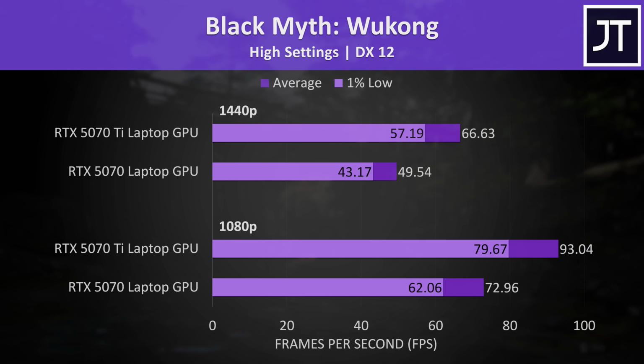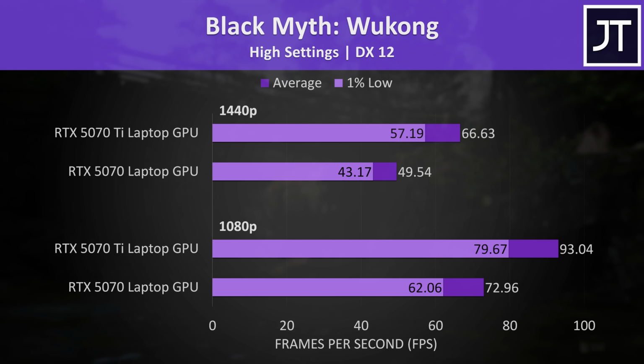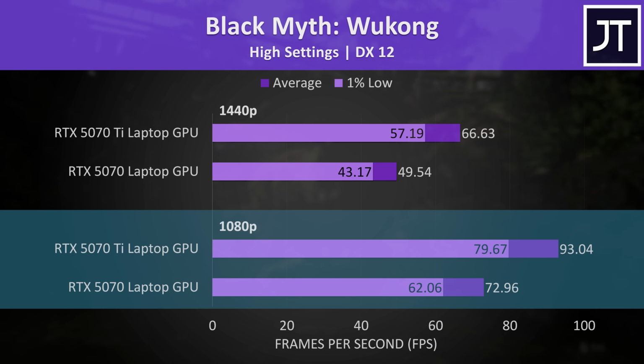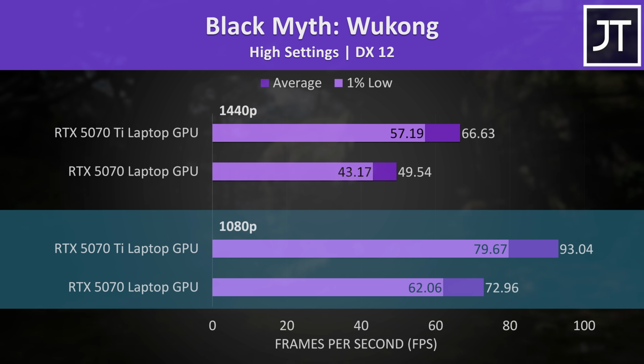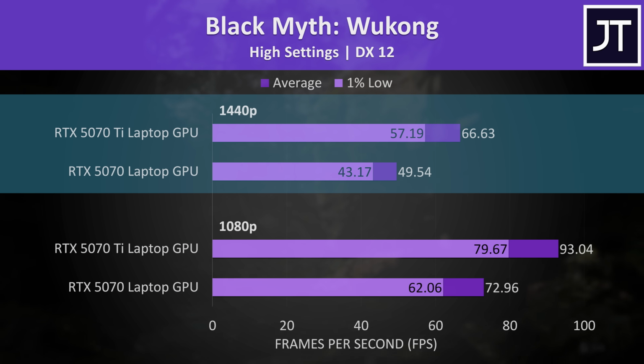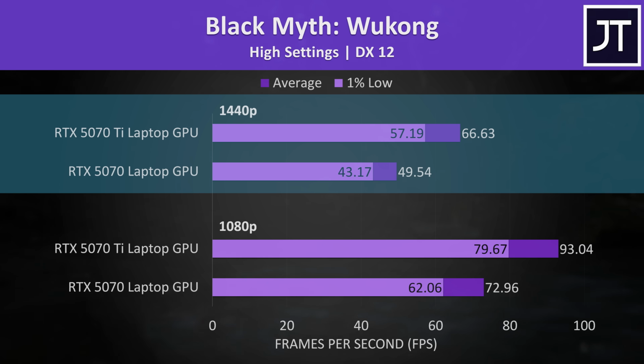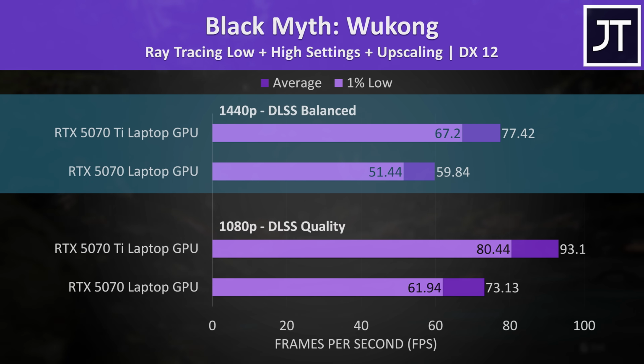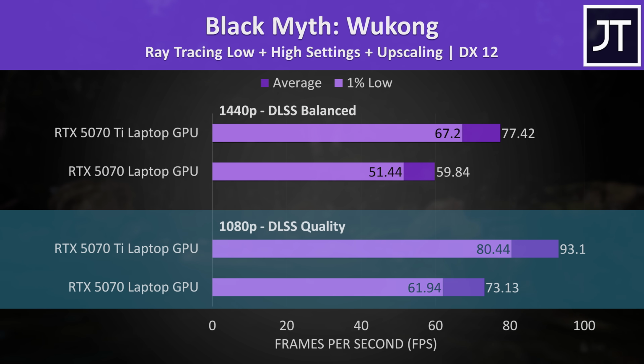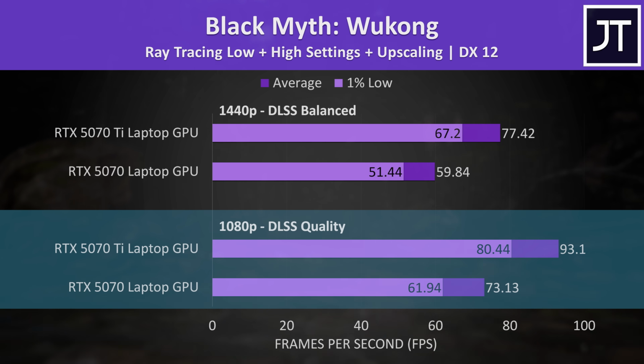Black Myth Wukong doesn't need much VRAM to run well, and the 5070 Ti was 28% faster than the 5070 at 1080p, increasing to a bigger 35% lead at the higher 1440p resolution. Higher resolutions need more GPU power to run, so 1440p does a better job of showing us the true difference. FPS actually increases on both laptops at 1440p if we enable ray tracing and DLSS on balanced, though interestingly, 1080p results stay basically the same.